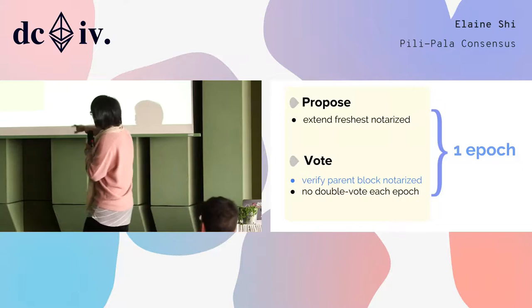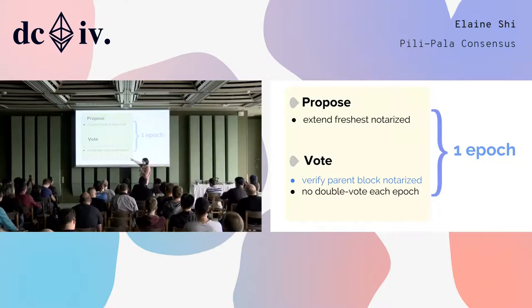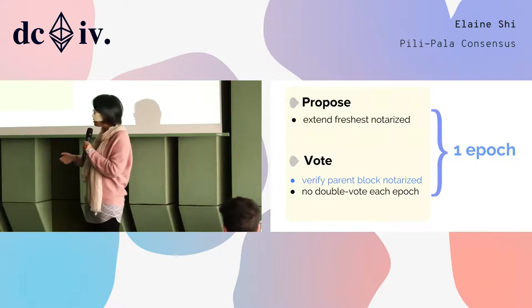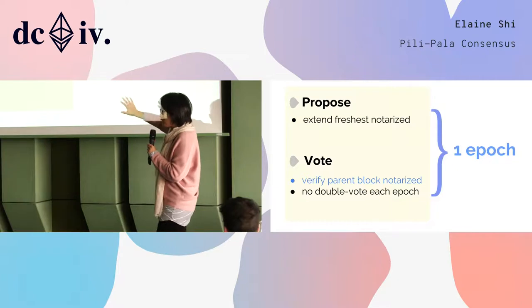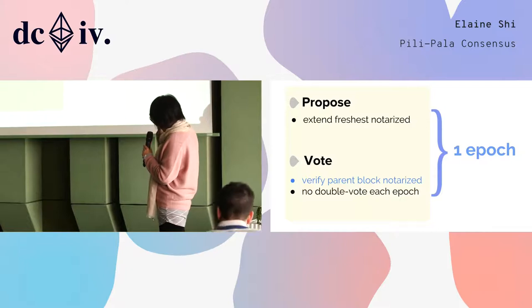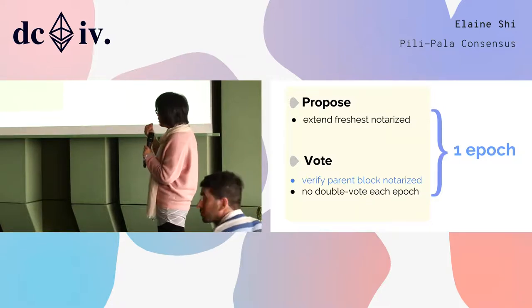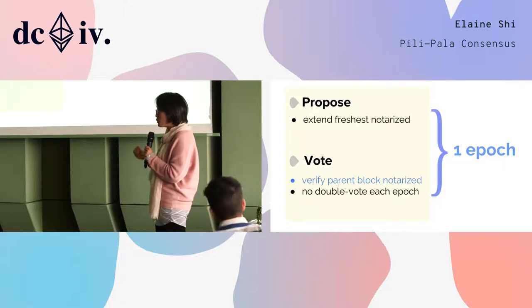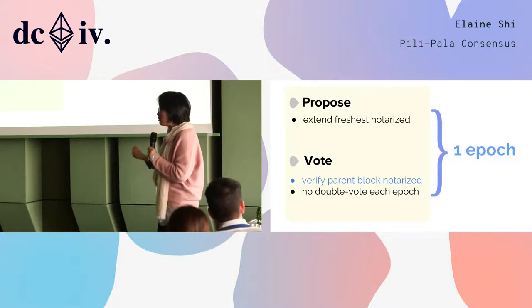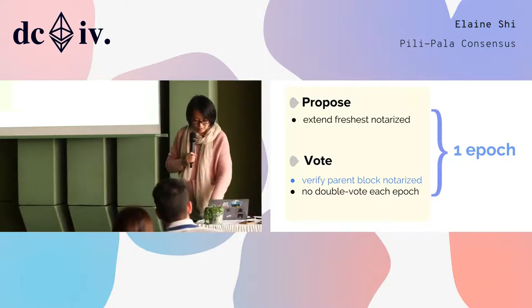And as I explained earlier, everyone votes uniquely in each epoch. But I'm also going to assume that when people vote on the block, they check that the parent chain has been notarized. Because if the block extends from an invalid parent, you shouldn't vote on that block. So the protocol goes by propose, vote, very simple. Of course, it doesn't quite work yet. What I'm going to do next is describe the problems with this protocol and introduce two very simple fixes to this very simple protocol. And then the resulting protocol would be provably correct.